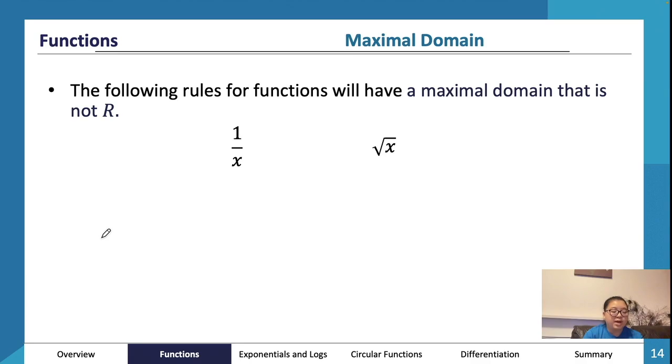So our 1 over x, right? If we think of how this function kind of looks, we know that this function kind of looks like this, right? And it has asymptotes along here.